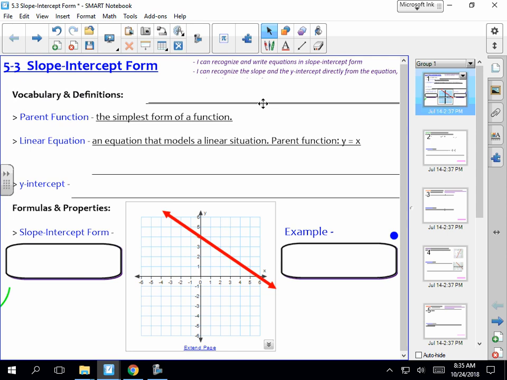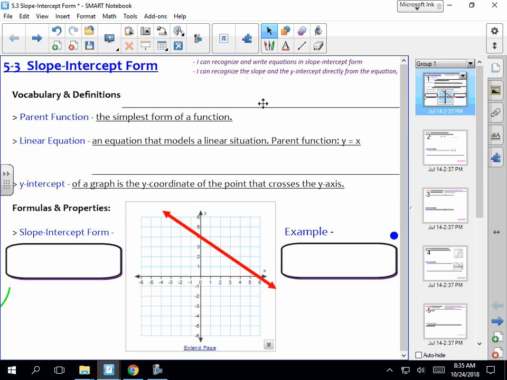We're going to have a y-intercept added onto that. The y-intercept of a graph is the y-coordinate of the point that crosses the y-axis. So it's just the y-coordinate. We're just going to list a single number of the point that crosses the y-axis.